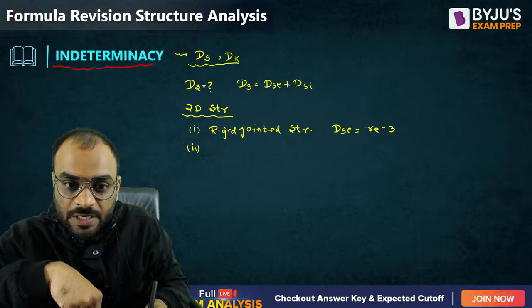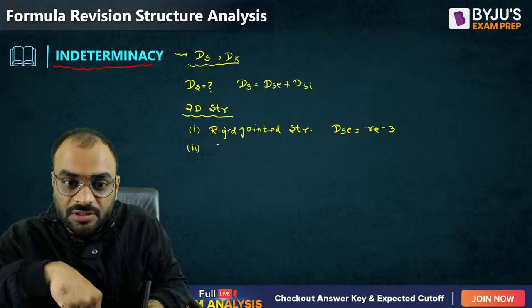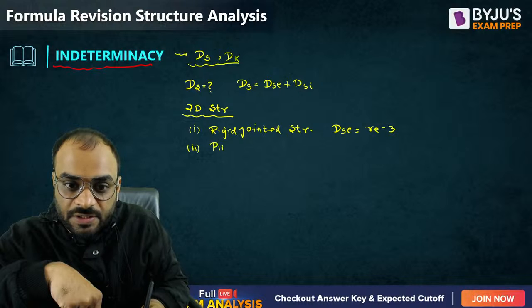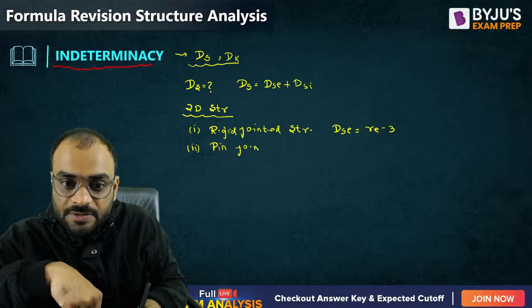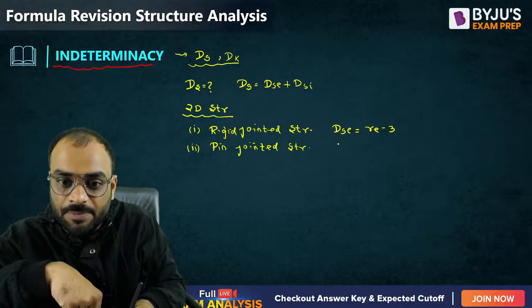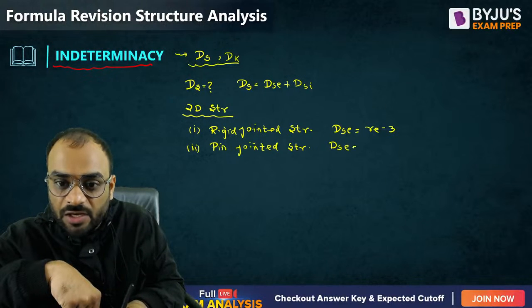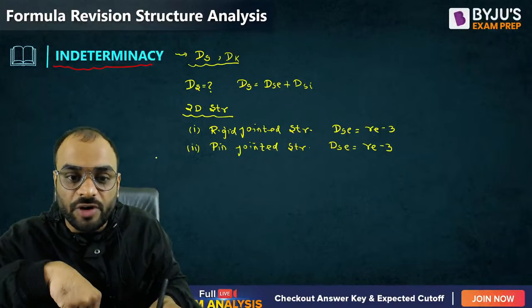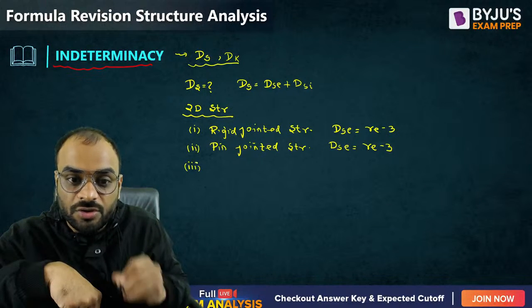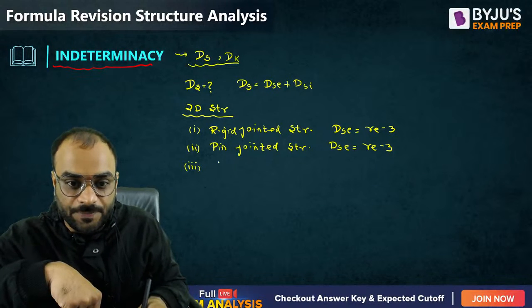Next one, let us suppose, guys, if you have a truss or pin jointed structure. For pin jointed structure, again, the same formula is applicable to find out the DSE value, and it is equal to how much? RE minus 3 again. Now, if you want to find out the internal static indeterminacy for rigid jointed structure, right?